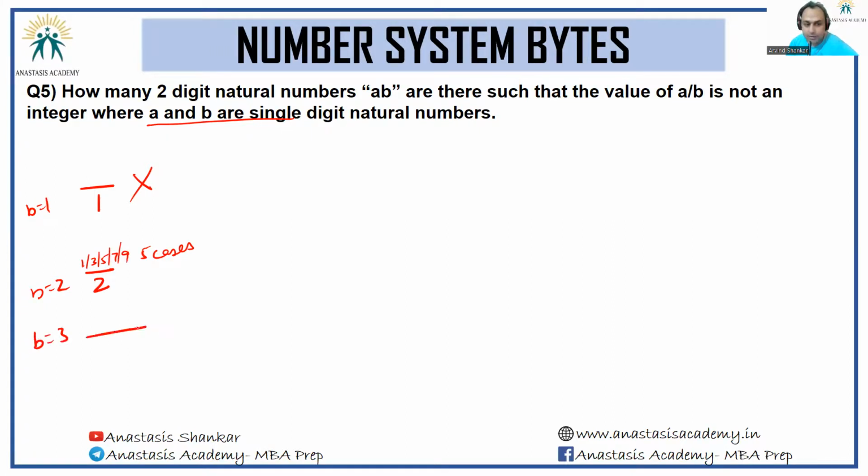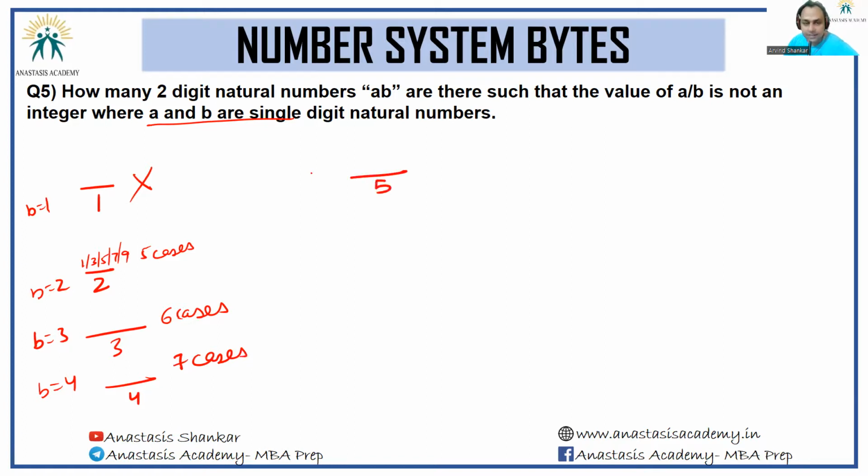When B is equal to 3, I have to remove all multiples of 3. So 3, 6, 9 will go. I will get 6 cases here. When B is equal to 4, I have to remove multiples of 4. So 4 and 8 gone. Something divided by 4, I'll get 7 cases here.